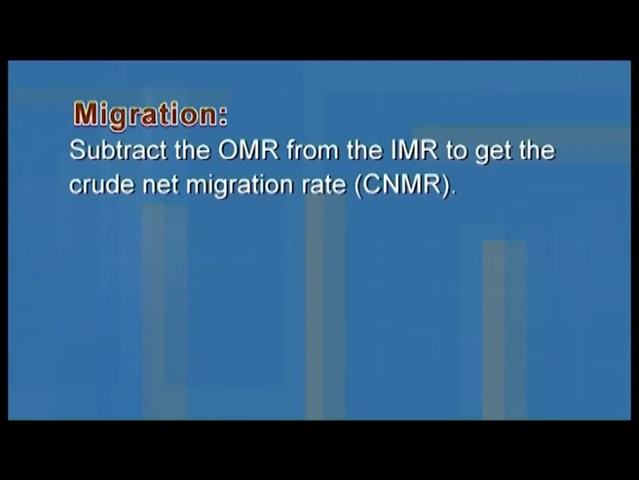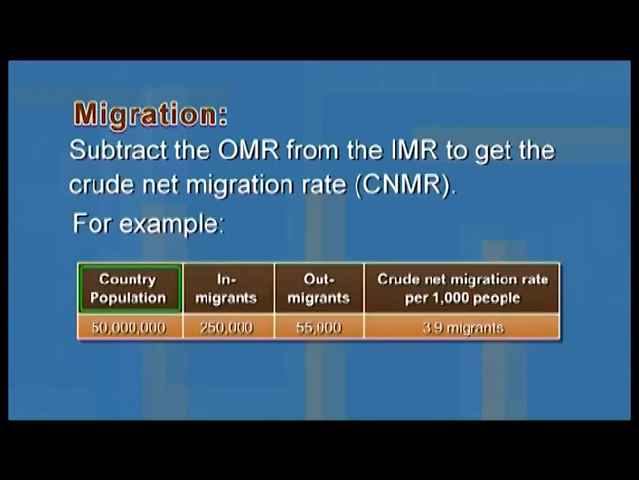Subtract the OMR from the IMR to get the crude net migration rate. For example, say your country has 50 crore people. In a particular year, the country received 250,000 immigrants, in-migrants, and lost 55,000 emigrants, out-migrants. The crude net migration rate would be 3.9 migrants per 1,000 people.